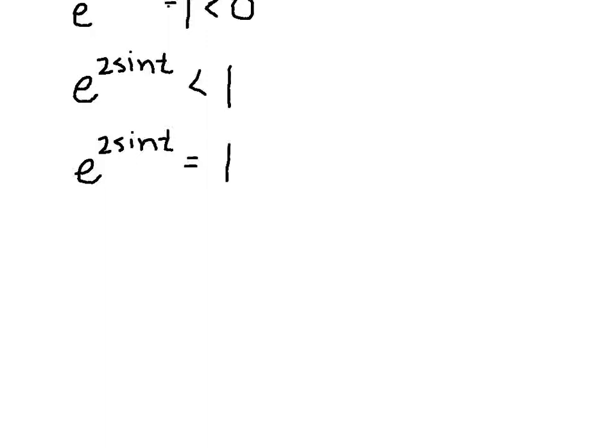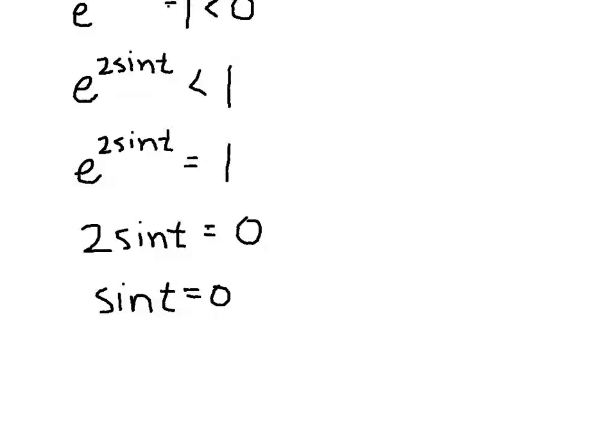So to solve this, you can take ln of both sides to cancel out the e. You are left with 2 sine t equals 0, since the ln of 1 is 0. When you divide by 2, you're still left with sine of t equals 0.